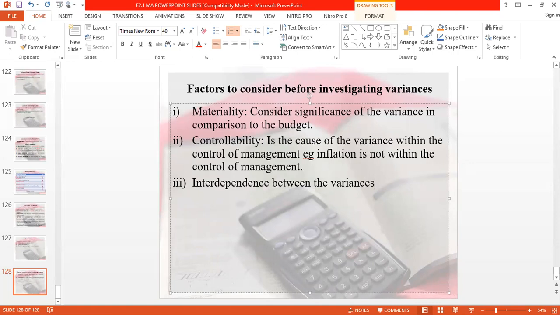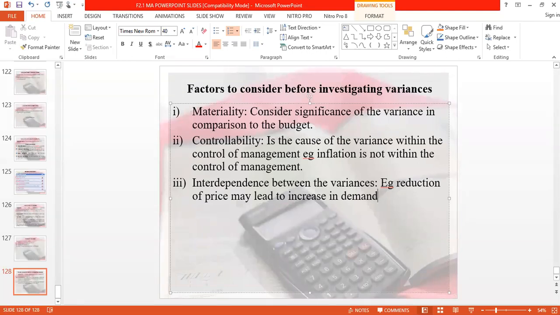Interdependence between the variances. Sometimes you find that a reduction of price may lead to an increase in demand, and therefore quantity. So a decrease in price will lead to an increase in demand. Economists tell us that again: the law of demand and supply, the principles of demand and supply.